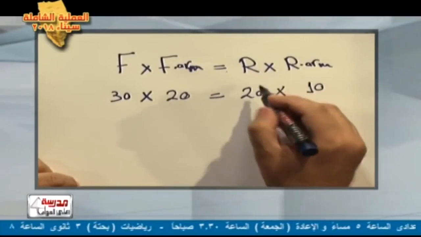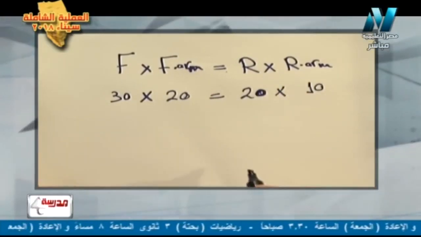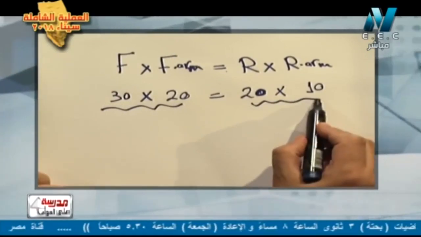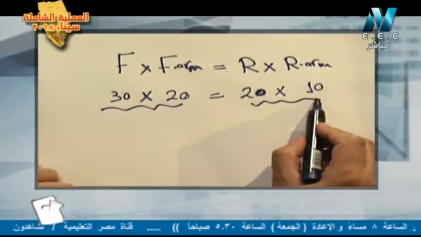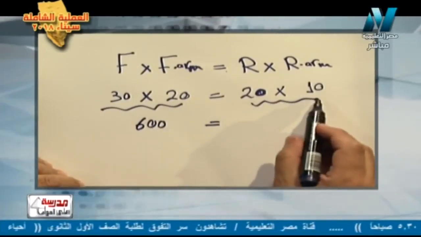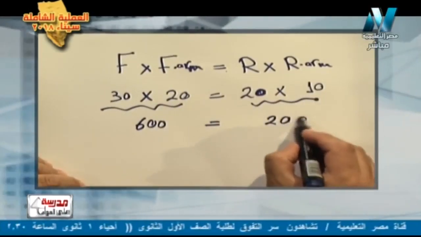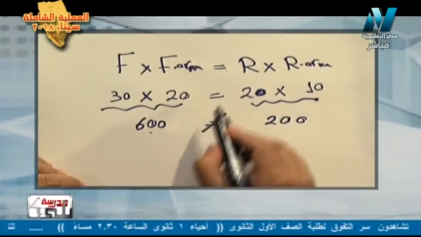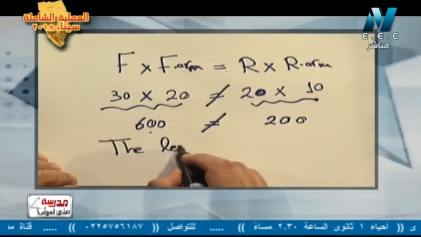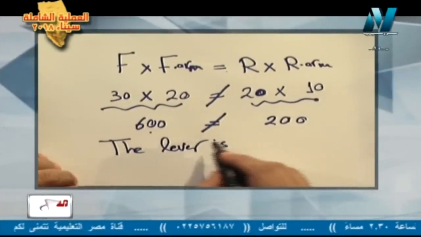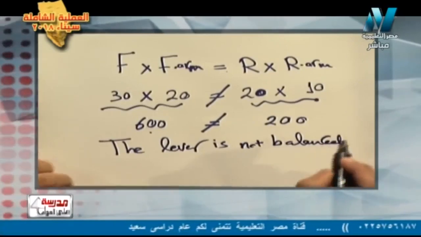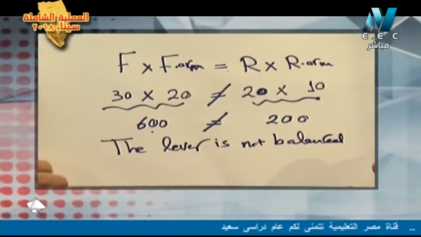So how can I answer this problem? I can answer this problem by finding the left side and also the right side. The left side says that 30 by 20 equals 600. 20 by 10 equals 200. So 600 isn't equal to 200. So I can say the lever is not balanced, or unbalanced.